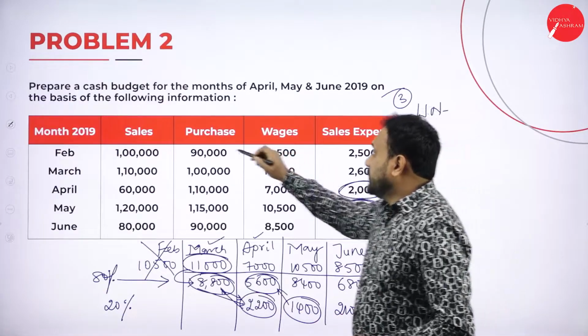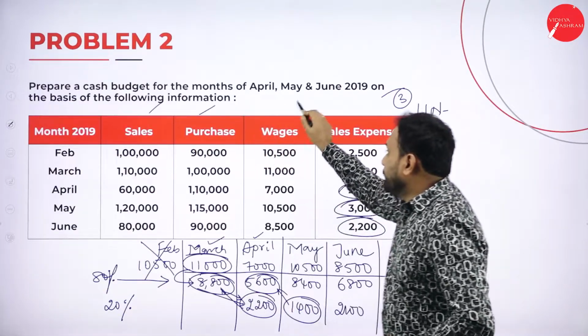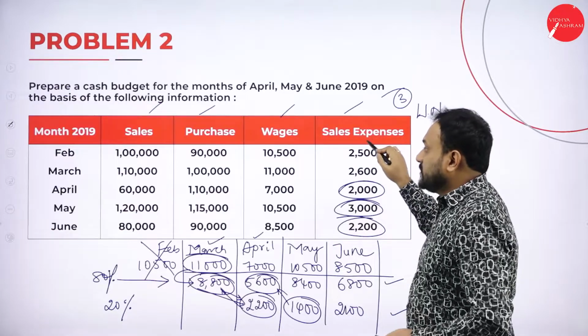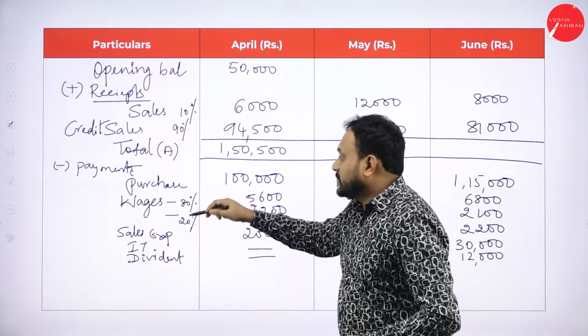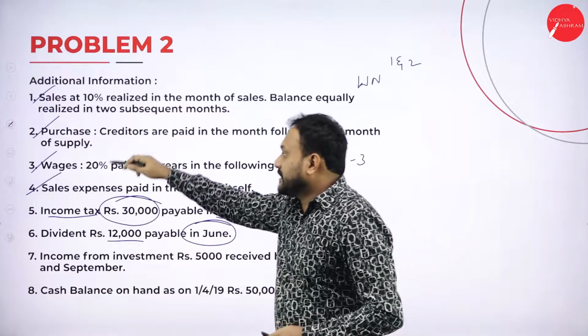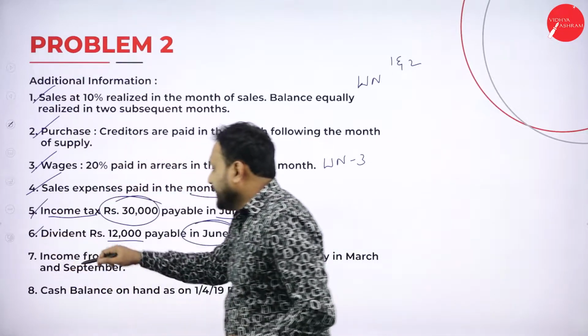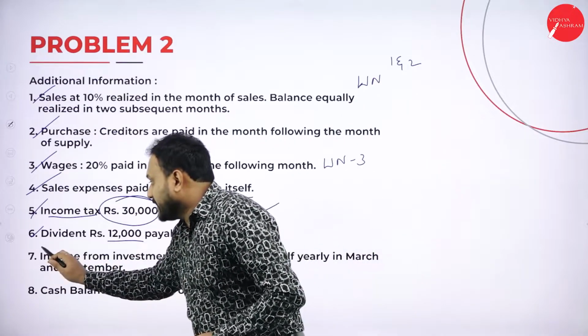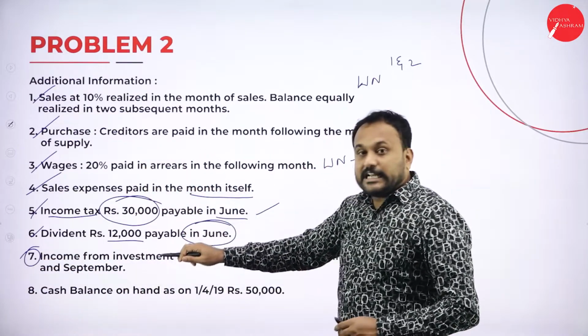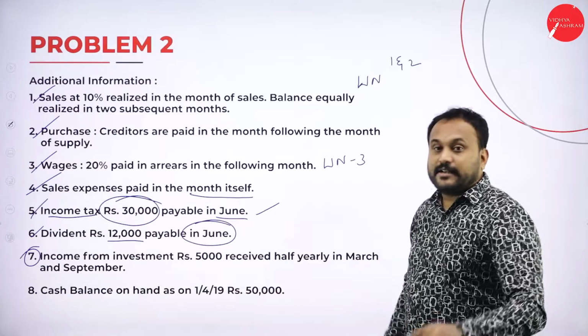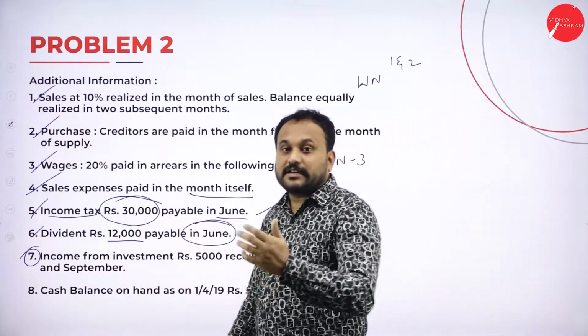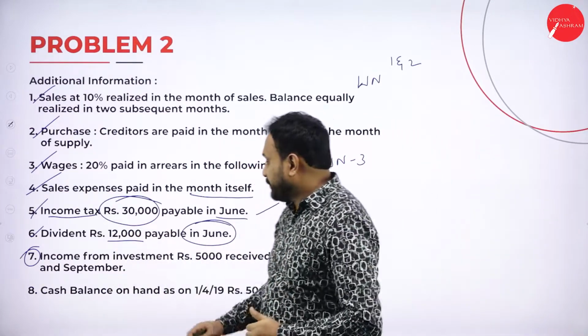Now after that, see here, sales is done, purchase is done, wages are done, sales expenses are done. So we have written all those. Later we had purchases, wages, sales, income tax done, and dividend is also done. Next is the seventh entry. Understand the seventh entry here: income from investment. That means payment is coming.